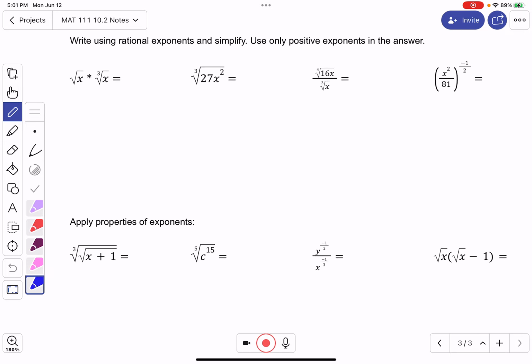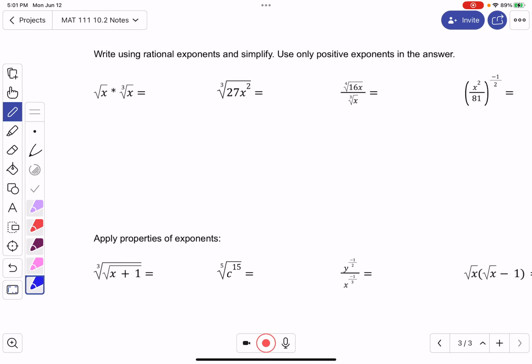All right, let's look at combining those things. So here we have square root of x times cubed root of x. Now they have different indexes, so we can't just combine them. Instead, I'm going to turn them into exponential form. So this would be x to the 1/2. This would be x to the 1/3. When things are multiplied together, we can add them. So we can rewrite this as saying 1/2 plus 1/3.